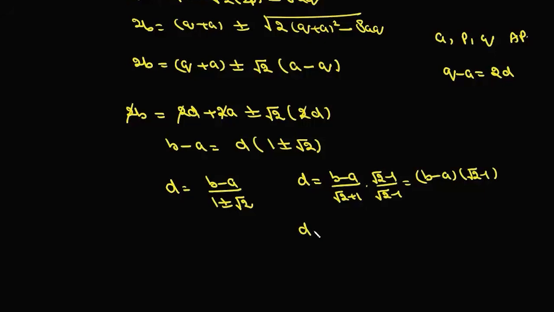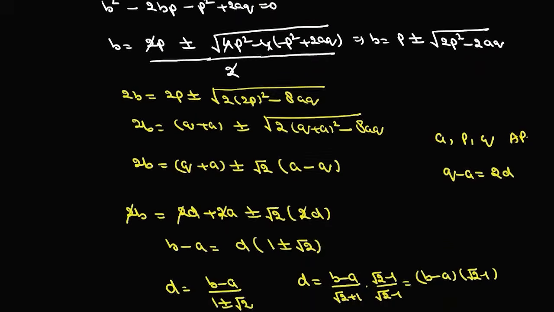And if we take minus sign, then we can write B minus A upon 1 minus root 2. We'll multiply it with 1 plus root 2 and then 1 plus root 2. Now this is minus 1. So we'll get A minus B into 1 plus root 2. So the correct options are B and D.